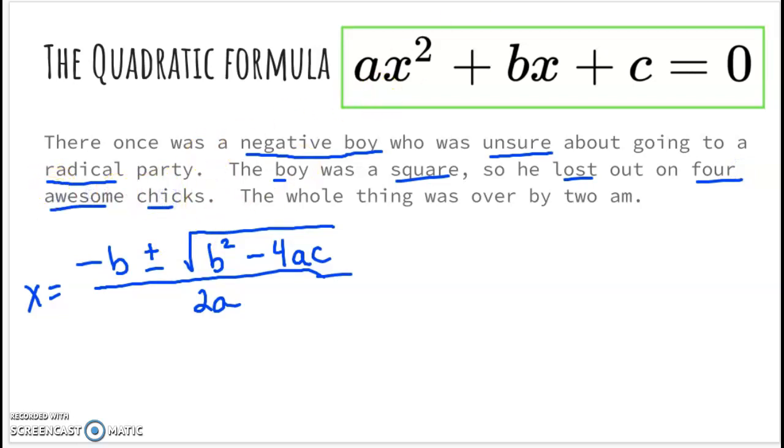Let's see, it really should just be the C. And let's fix that one. So it's just the B. And the whole thing was over by 2 a.m. All right, so that's your quadratic formula, and that's your little gimmicky story that I'm giving to you guys to help you memorize that formula.